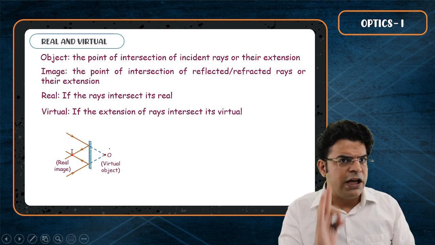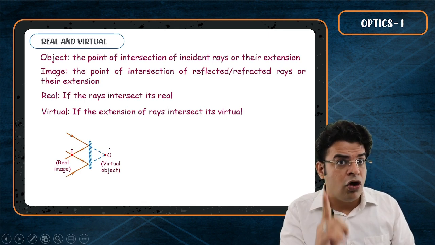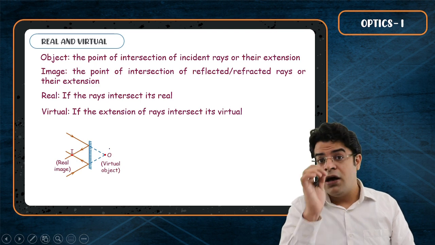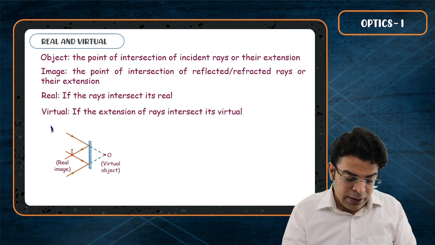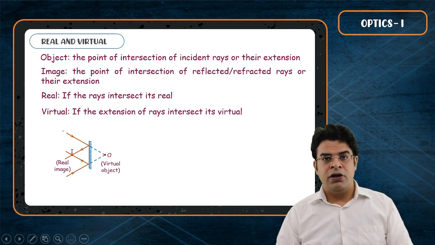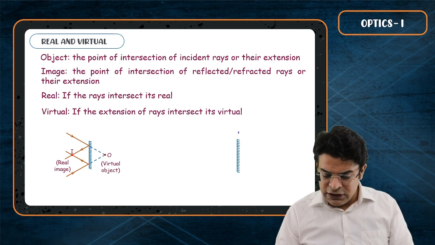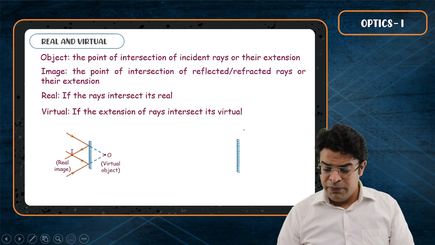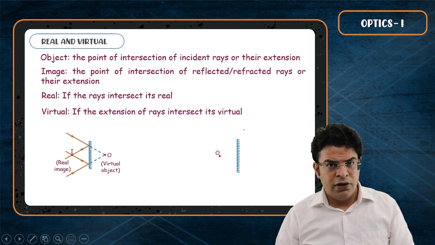So when does the plane mirror form a real image? When the object is virtual. For a virtual object, a plane mirror forms a real image. This is an important concept covered here only. Let's see the next example.